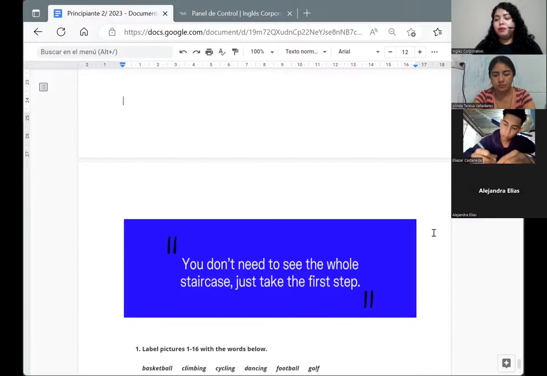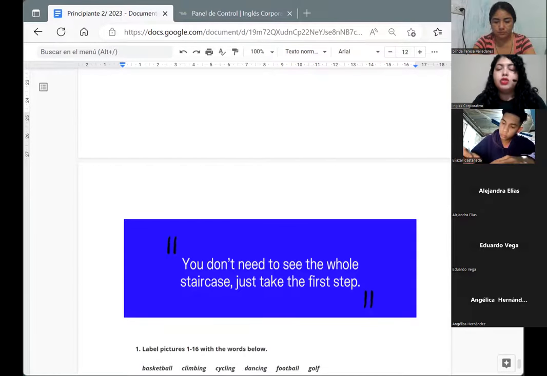Basically, sometimes we think about the future, about the things that we have to do in the future, and we are thinking about things that are not important. We need to take the first step and begin working on ourselves to complete, to gain, to have all the things that we are dreaming to have in our lives.